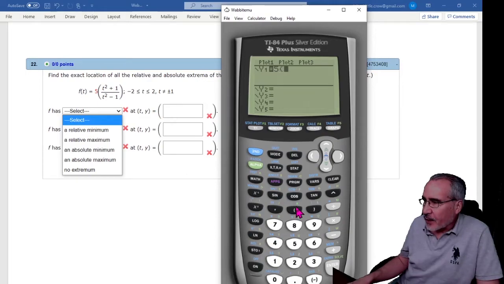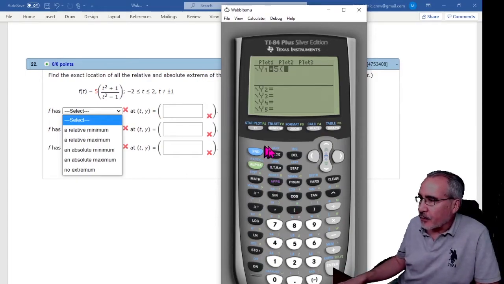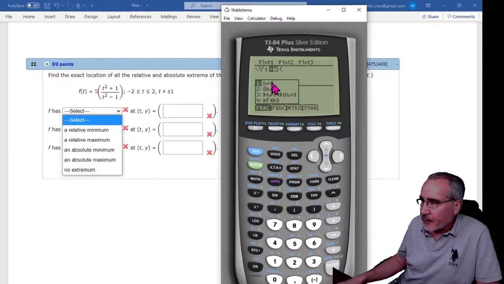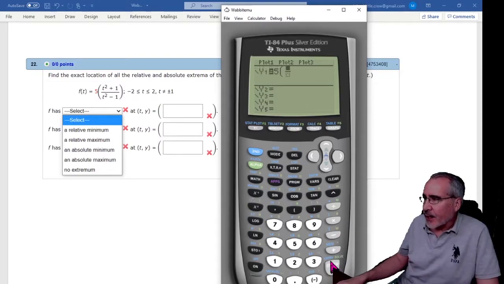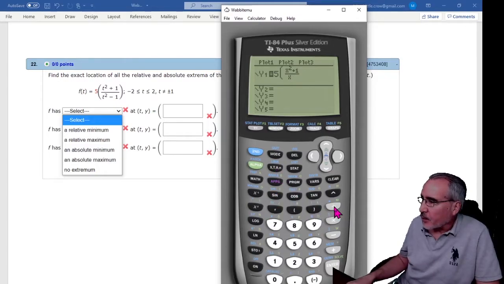We do a parentheses. Now, just for ease, I'm going to show you, if you've got at least the newer calculator, there's an F1 here. It's green. So if you go alpha F1, this is a cool little thing that happens. You can actually get a fraction template. So that's number 1, numerator over denominator. Watch what this does for us. So we don't have to worry about parentheses. X squared plus 1 over x squared minus 1.